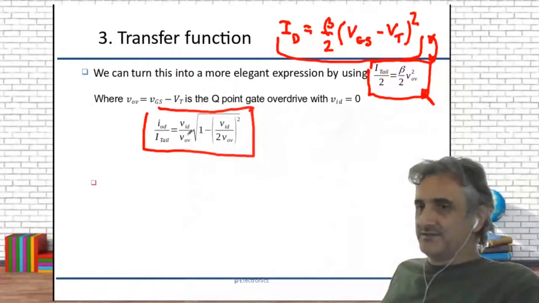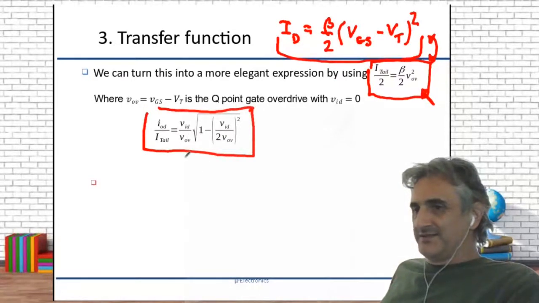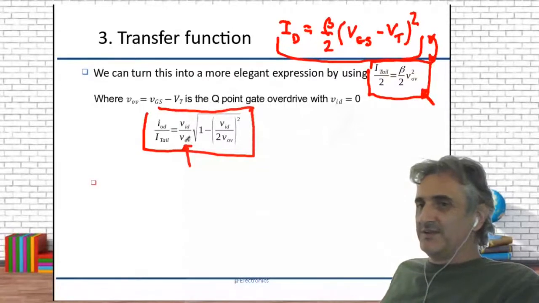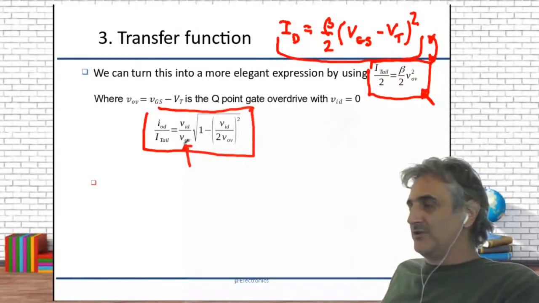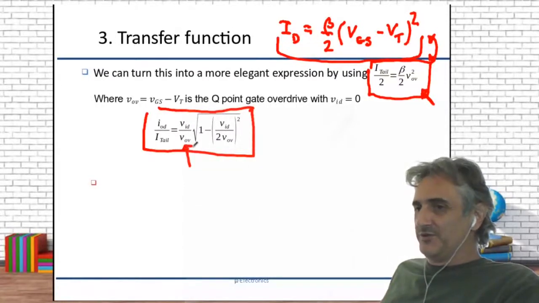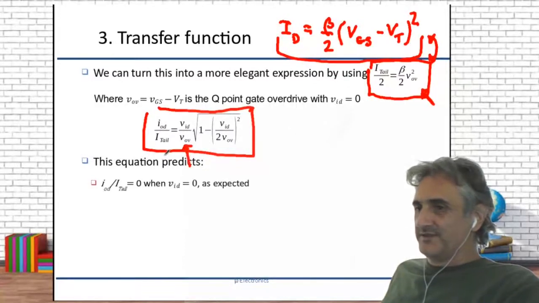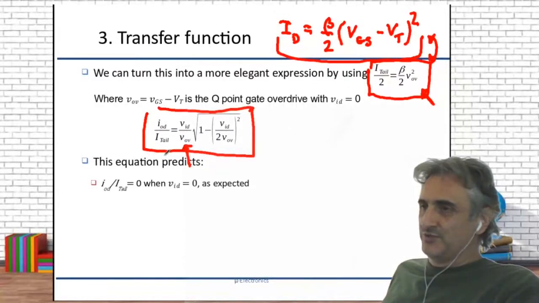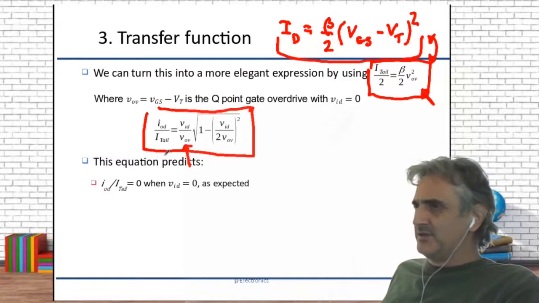Okay, which is nicer. But this is telling us that this depends on basically the relation between differential input and how long we are from the operation point. Okay, then this equation is predicting some things which are nice to look at, and easy to understand.